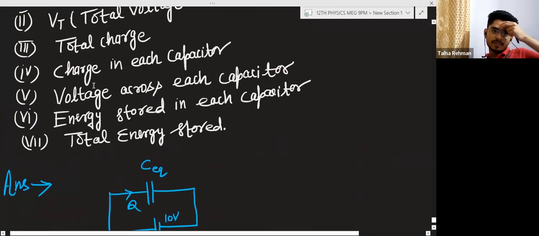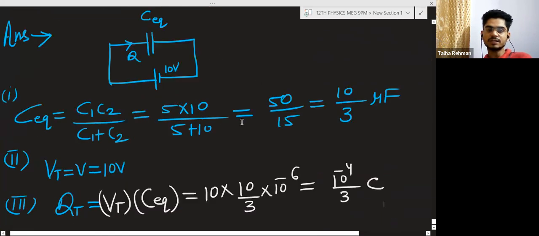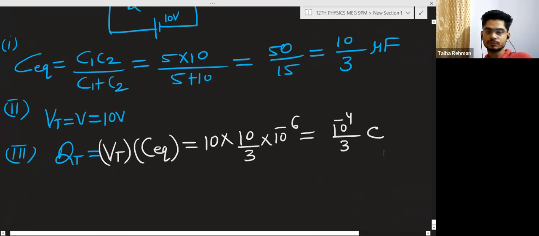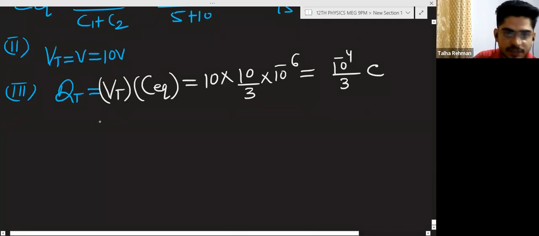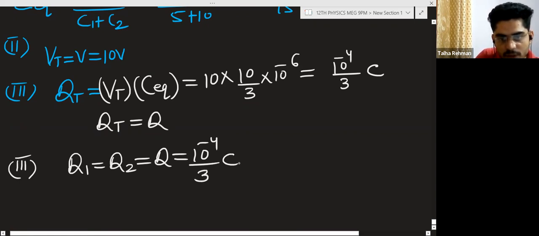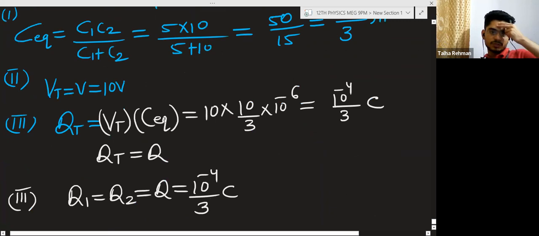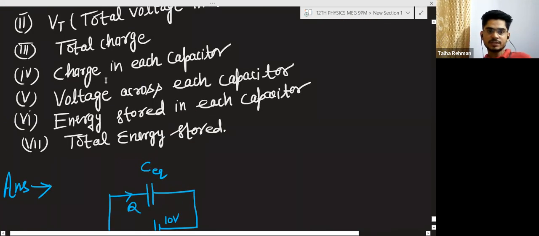Now they are asking the charge in each capacitor, and we know that the charge in each capacitor is Q. So the third question is the charge in each capacitor, meaning Q1 is equal to Q2 is equal to Q, and that is equal to 10 to the power minus 4 by 3 coulomb, because the charge across each capacitor in series is the same.